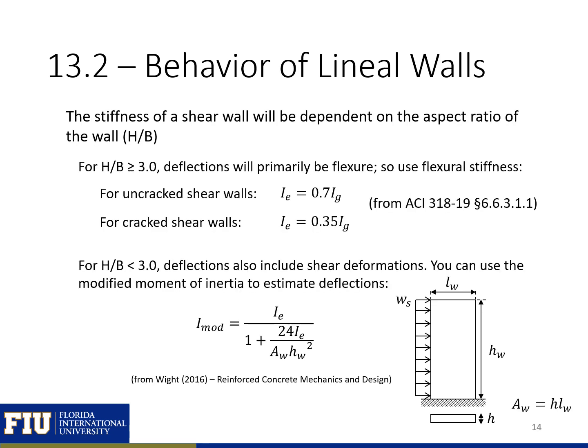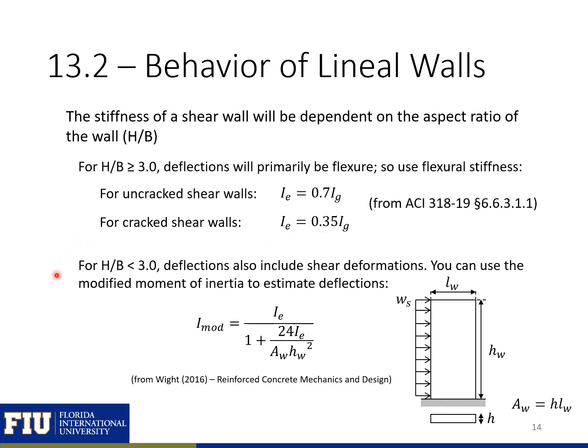The stiffness of a shear wall is going to be dependent on the aspect ratio of the wall, or H/B. If we have an H/B greater than 3, our deflections will primarily be flexure, so we can use our flexural stiffnesses. ACI 318 allows us to use a stiffness of an uncracked wall equal to 0.7 times the gross moment of inertia of the wall. For cracked shear walls, we decrease that stiffness by half. So our effective moment of inertia is equal to 0.35 I gross.